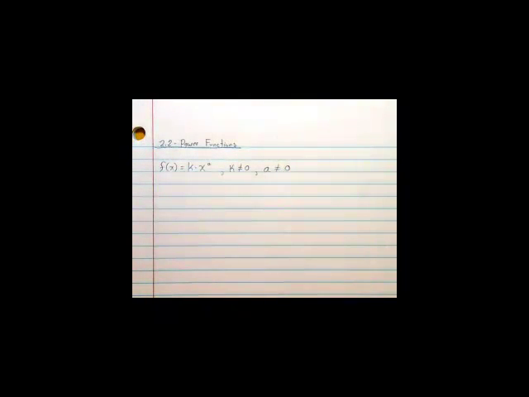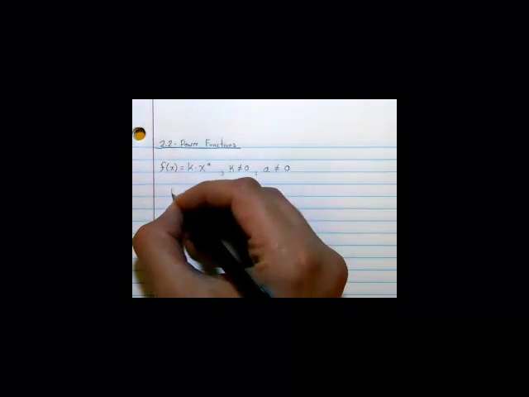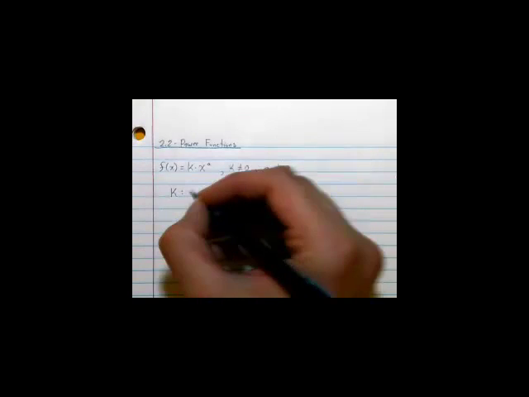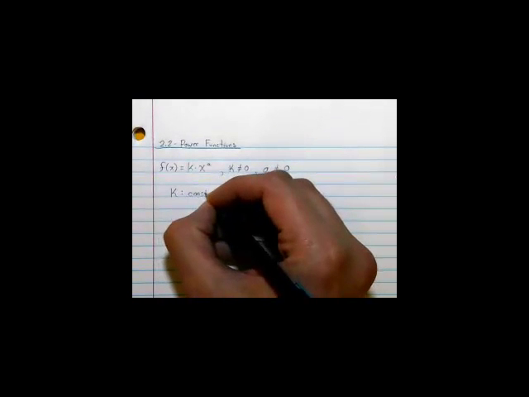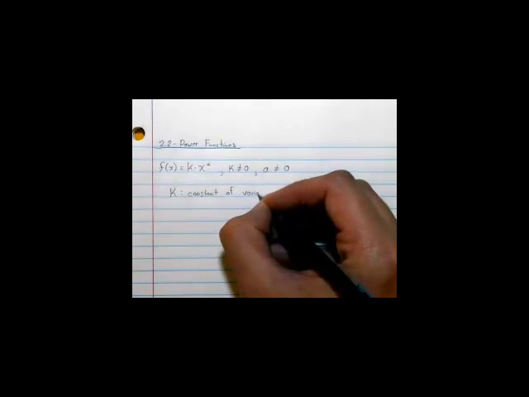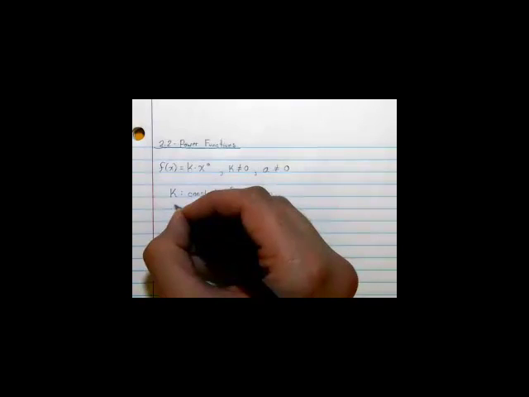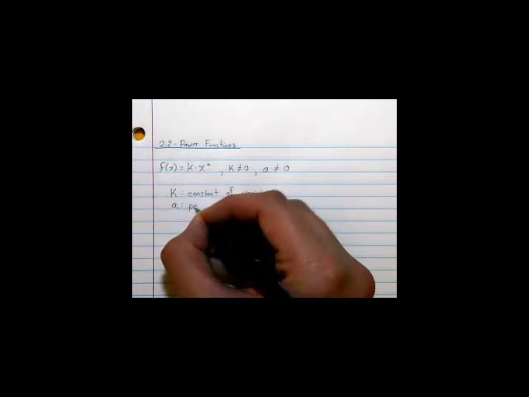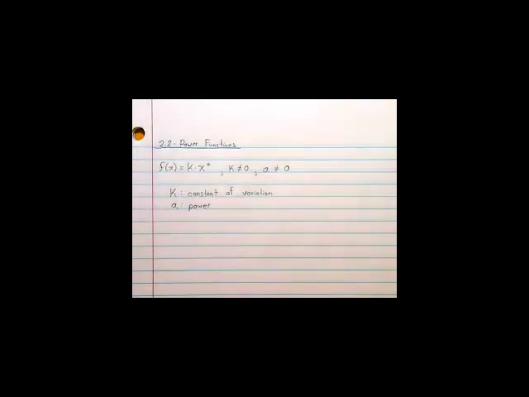Now this k and this a, they have special names that I've mentioned while we've been talking. K is called the constant of variation. And a is the power. All right. So if I give you a monomial function, an equation of one, can you identify the constant of variation and what the power is?